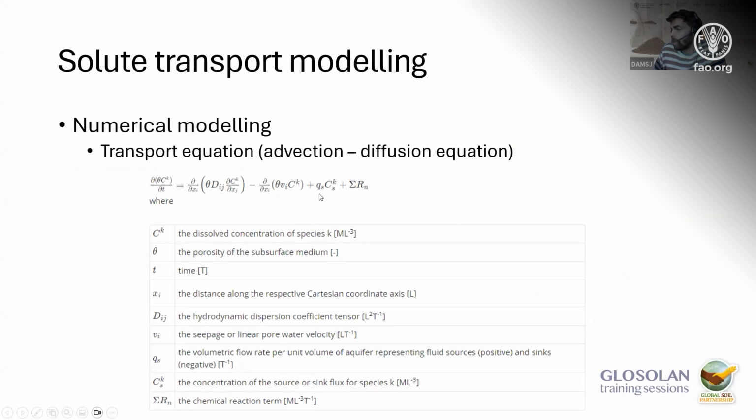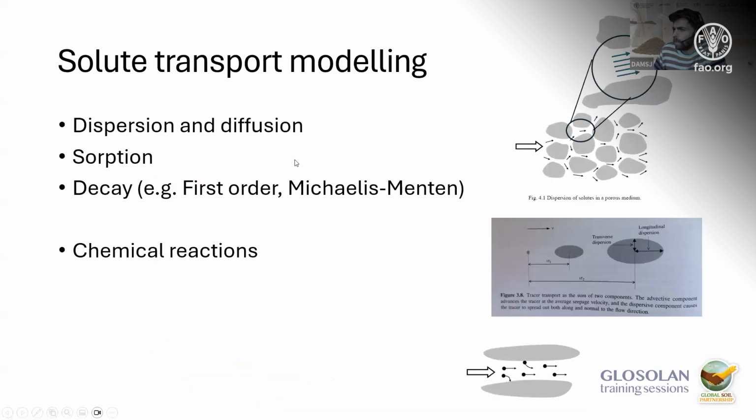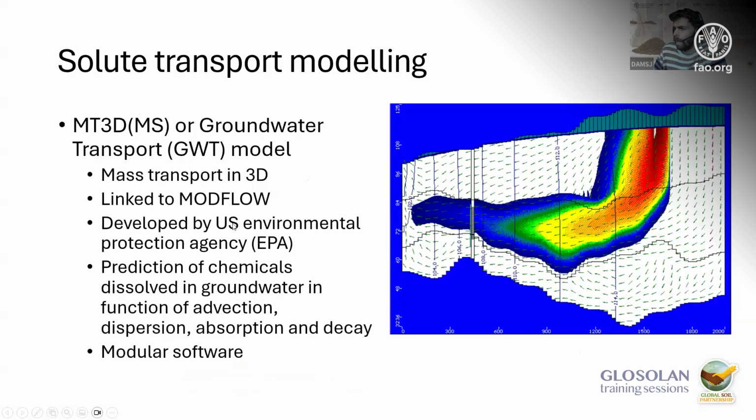And then we could have sources or sinks of the concentration of our pollutant, and chemical reactions are in fact very similar to what can occur in the unsaturated zone. So these are the same: dispersion and diffusion are also, of course, a factor to take into account, as well as adsorption, decay, and chemical reactions if that is needed.